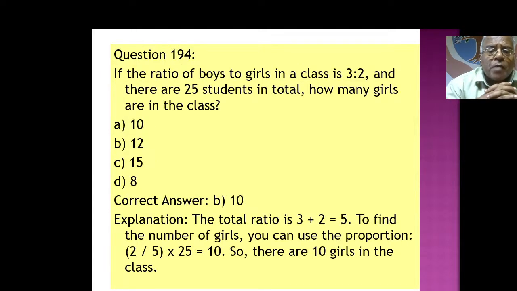If the ratio of boys to girls in a class is 3:2 and there are 25 students in total, how many girls are in the class? The total ratio is 3 + 2 = 5. To find the number of girls, you can use the proportion 2/5 × 25.